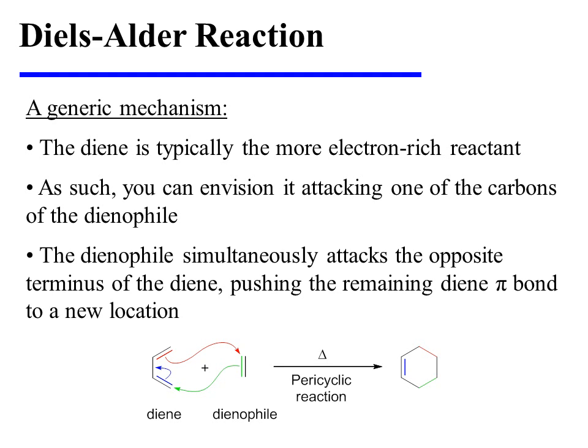The diene is typically the more electron-rich reactant. As such, you can envision it attacking one of the carbons of the dienophile. The dienophile simultaneously attacks the opposite terminus of the diene, pushing the remaining diene pi bond to a new location. This results in the formation of the cyclohexene ring.